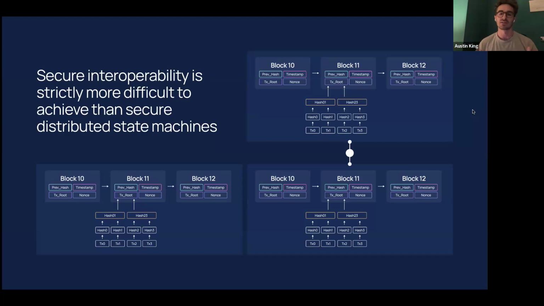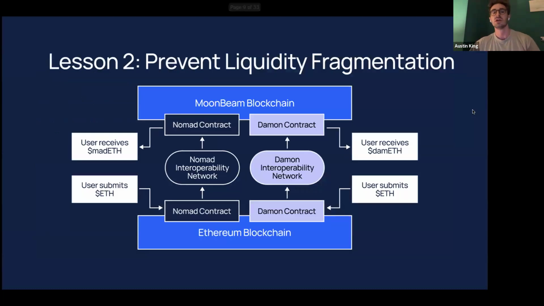And so that's why it's a very simple argument for: do not bake interoperability risk into the foundations of your asset, your application, or your ecosystem, because you are just taking on more surface area for things to go wrong in that situation.